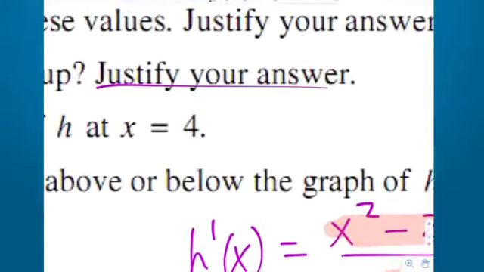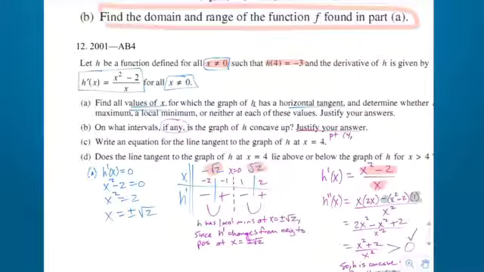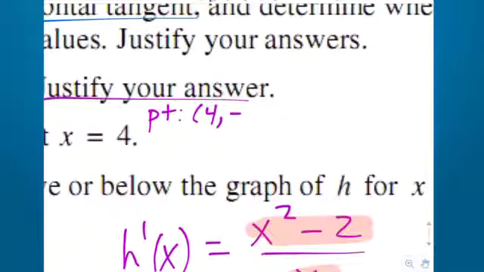We need a point and a slope, don't we? So the point is going to be 4 comma h of 4. Now, how am I going to find h of 4 if I don't have h of x? I only have h prime of x. I read that at the beginning, and I haven't used it yet. I was wondering why they gave it to me, and now I'm like, oh, that's nice. They gave me the actual point. So it's the point 4 comma negative 3.